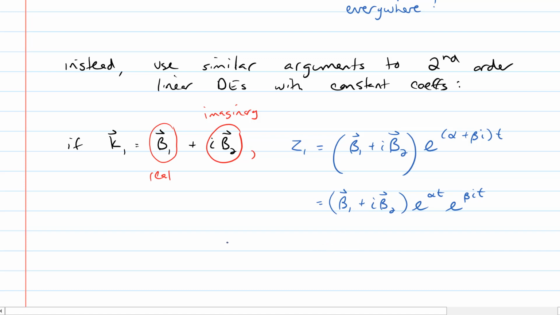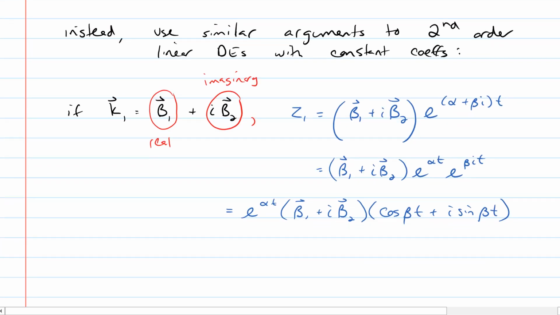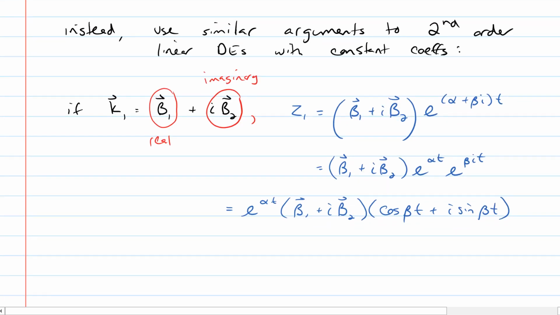I've got e to the alpha t onto b1 plus i b2. And now I'm going to take the e to the i beta t and use that nice little Euler's identity that says that e to the i times beta t is equal to cosine of beta t plus i sine beta t. That useful little formula. And so basically you can see here that we've partitioned this, so we've got real parts and imaginary parts.